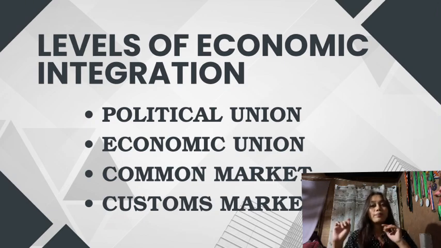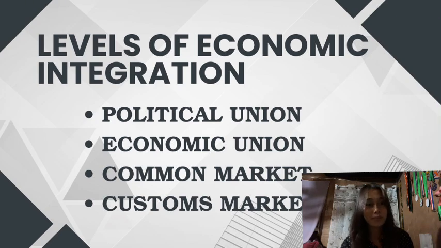Okay? So, third one is the common market, which allows free movement of goods, services, capital, and labor among member states. Okay? So, this is the common one nowadays, which is the common market. Okay? So, number four, and the last one, is the customs union, where members remove barriers among themselves and also adopt a common external trade policy toward non-members.